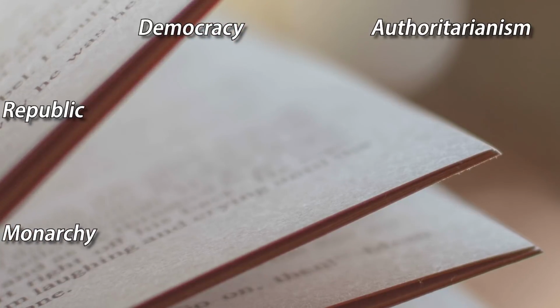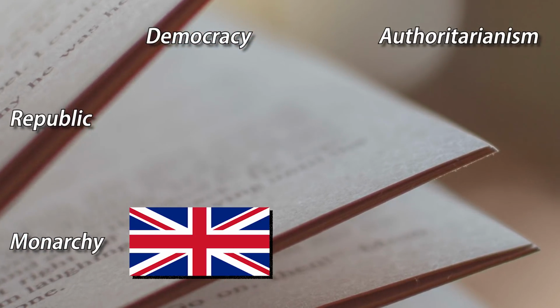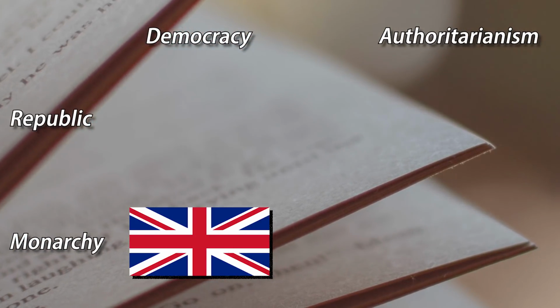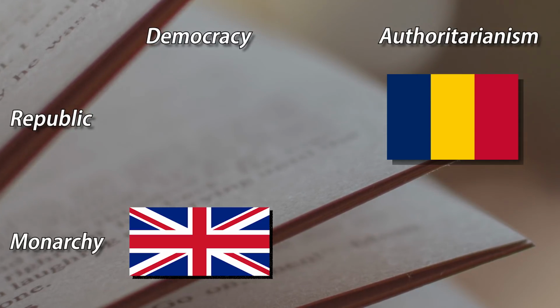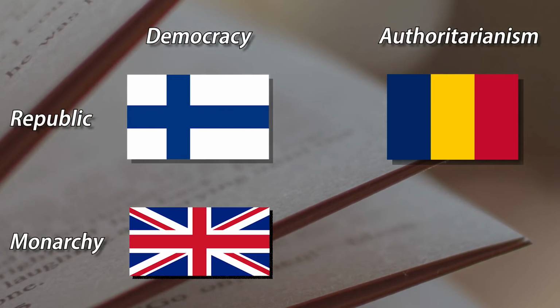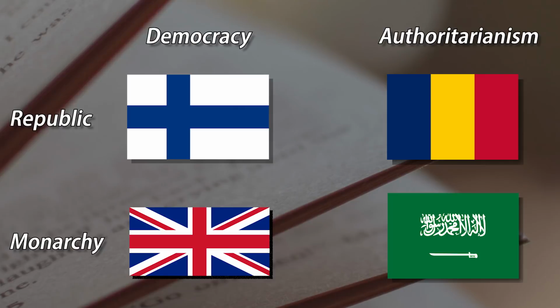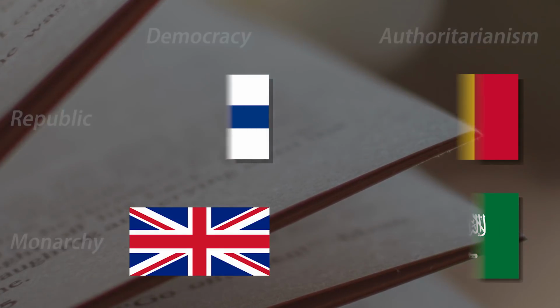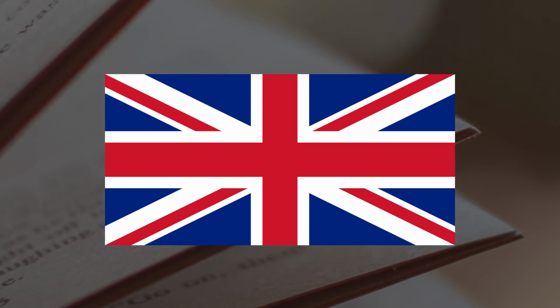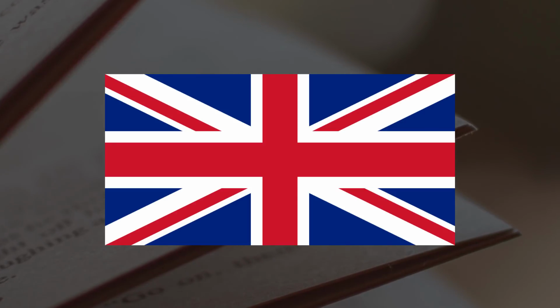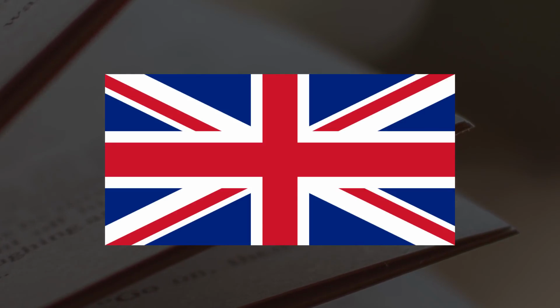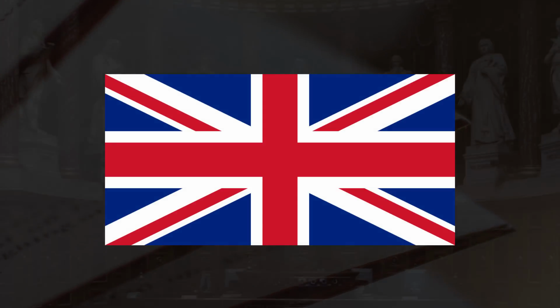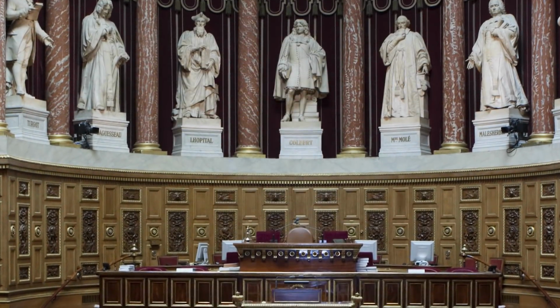There are monarchies that are democratic, like the United Kingdom, and there are republics that are authoritarian, like Chad. There are also democratic republics, like Finland, and authoritarian monarchies, like Saudi Arabia. However, a democratic monarchy usually has some weird consequences. The United Kingdom, for example, does not have a constitution. It instead relies on precedent, and that is a direct result of its monarchy.